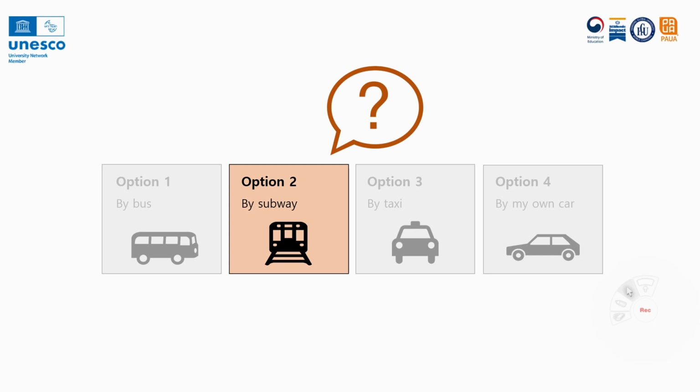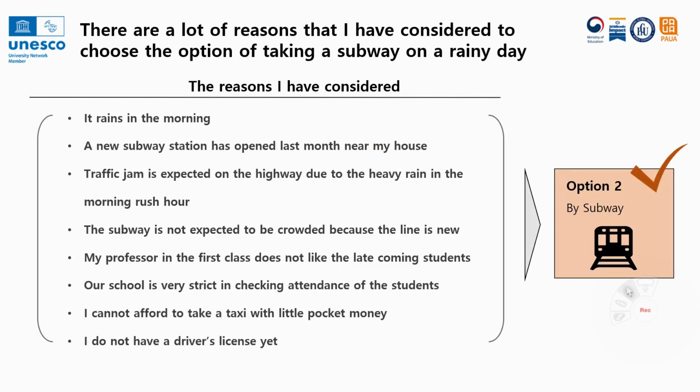If we reverse engineer our thinking process to reach the conclusion of taking the subway, option 2, it might be interesting. So let's have a look at some of the possible reasons we may have considered in choosing option number 2. There are a lot of reasons that we have considered to choose the option of taking a subway on a rainy day.